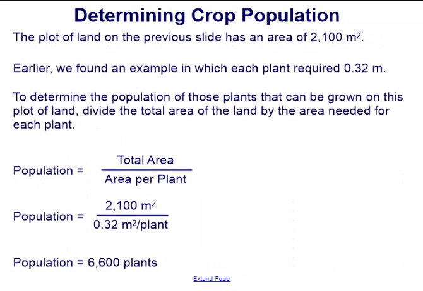Determining crop population. The plot of land on the previous slide has an area of 2,100 square meters. Earlier, we found an example in which each plant required 0.32 meters. To determine the population of those plants that can be grown on this plot of land, divide the total area of land by the area needed for each plant.